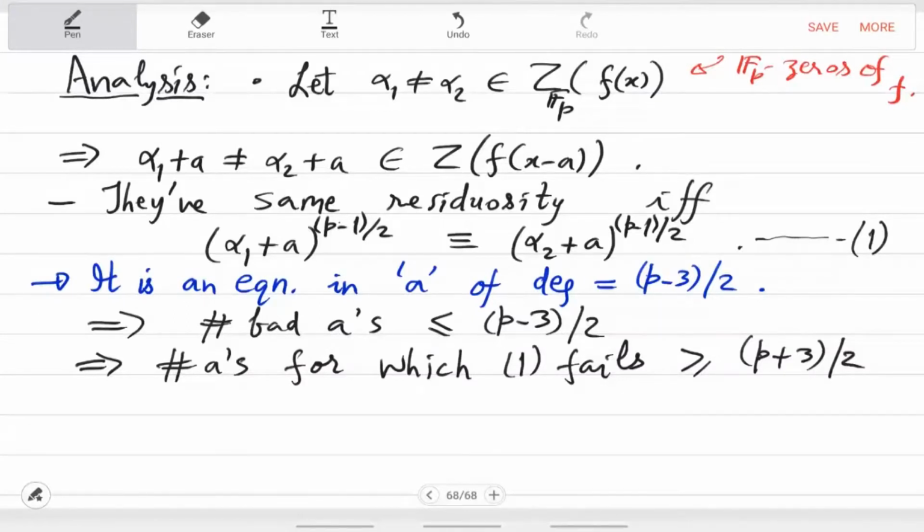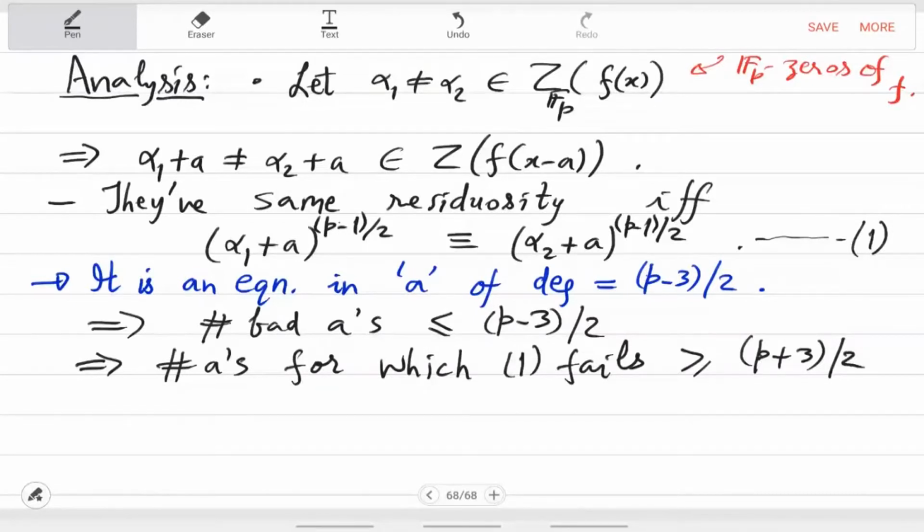Yeah, we can also consider a equal to 0. It will not change anything. So, the number of bad A's above is limited by the degree. So, the number of good A's, which means that they are able to discriminate alpha 1 plus A from alpha 2 plus A via residuosity, right, that is (p plus 3)/2, which is at least half.